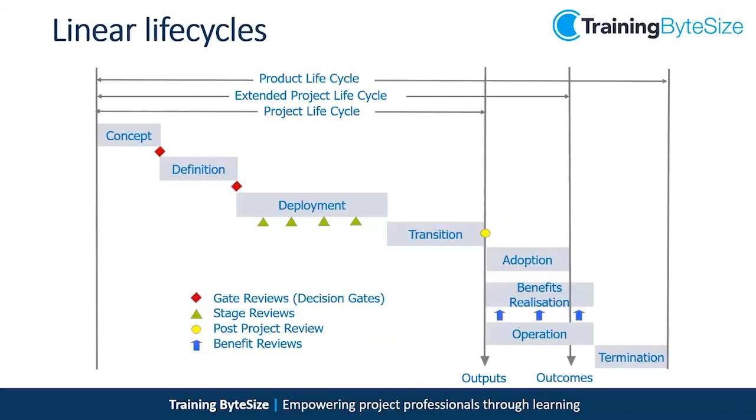So at the end of our project lifecycle, we have the output, which is a product or service. Outcome is that measurable outcome, that measurable benefit, as a result of having our product.